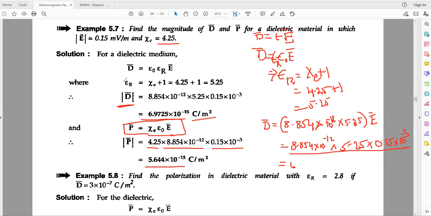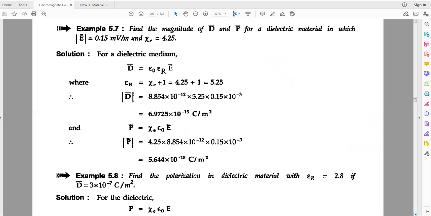Now we got the new formula: whenever the χe value is given for a dielectric material, epsilon R is equal to χe plus 1, and the P bar is equal to, the D is epsilon into E bar, that is epsilon naught into epsilon R, where epsilon R is equal to 1 plus χe. And the P bar is χe into epsilon naught into E bar. Got it?